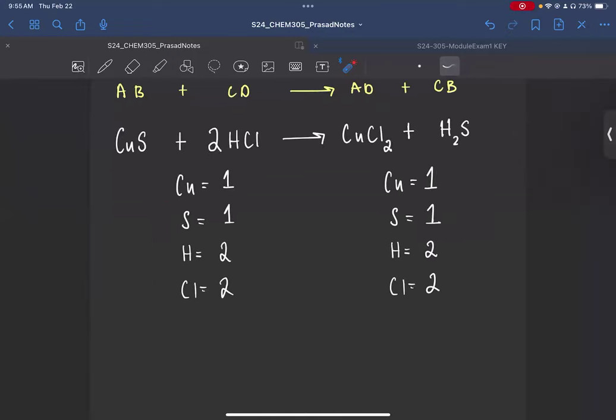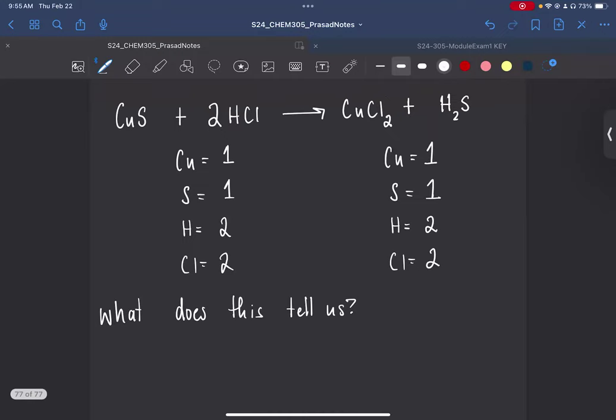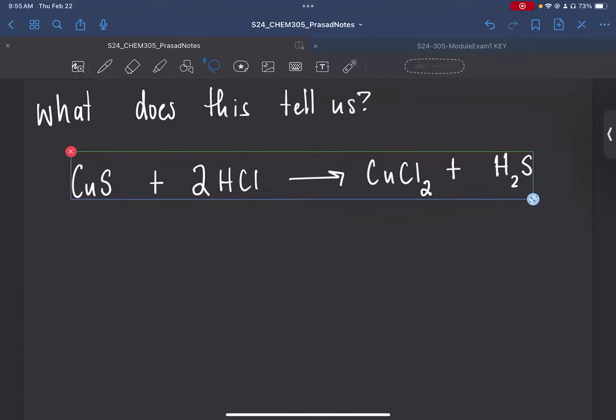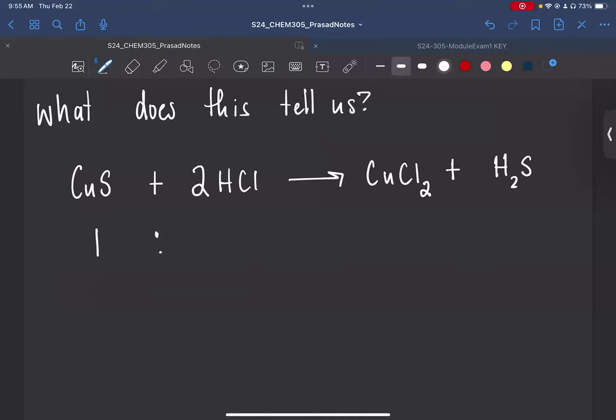So what does this tell us about ratios? All right, well, I'm just going to copy this back again so we have it. According to the balanced equation, the ratios are 1 to 2, 1 to 1. How this is to be read is just like you would in cooking recipes. For every 1 copper sulfide, you need 2 HCl. For every 1 egg, you need 2 sticks of butter. So what does that tell us? That tells us we can change stuff. What if we had 3 copper sulfides? How many HCls would we need?